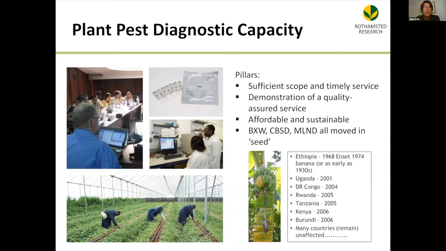So what's really key in terms of your diagnostic capacity is that you can demonstrate the quality of the service that you're doing. And it has to be affordable and sustainable. I think that point is probably one of the questions raised in the discussion: how do NPPOs achieve what is a very steep task, to create or demonstrate pest-free areas, when resources are always scarce? In the UK and in Europe, resources are scarce too.